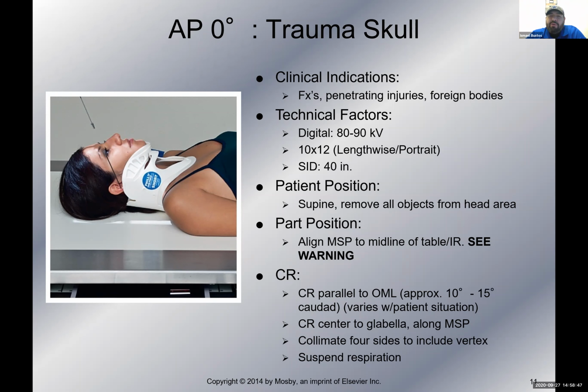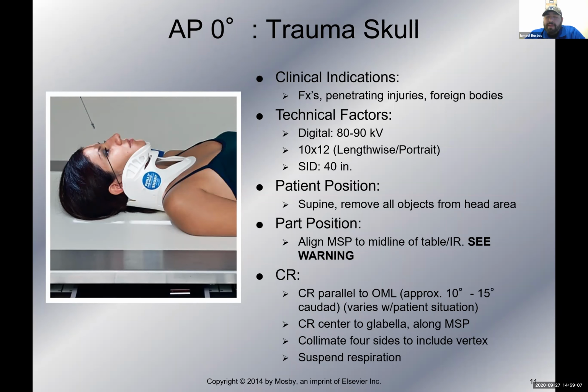KVP is 80 to 90, 40-inch SID. Patient is going to be supine, right? They're going to be aligned mid-sagittal to the table. Remember, in the book, it says to see the warning. The warning just tells you that if there's suspected cervical fractures, do not try to move the head or flex the head until everything's been ruled out.